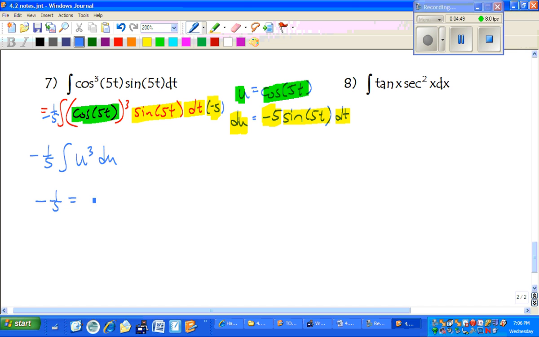So negative 1/5 times the antiderivative of this. We're adding 1 to the exponent, multiplying by the reciprocal, and adding c. So negative 1 over 20 times u to the fourth. Well, u is cosine of 5t. We can have that whole thing in parentheses to the fourth. Or, remember, that's just the same as cosine to the fourth of 5t plus c.